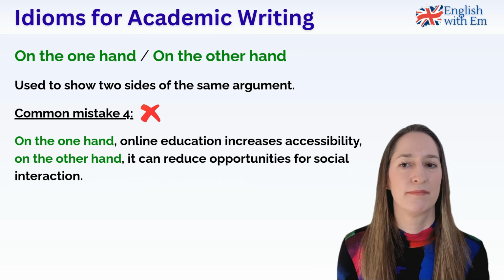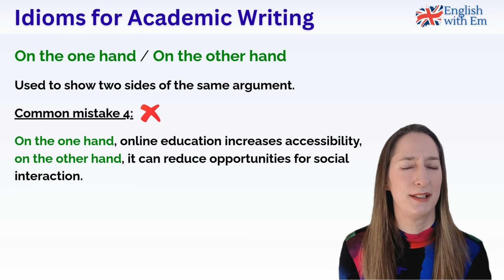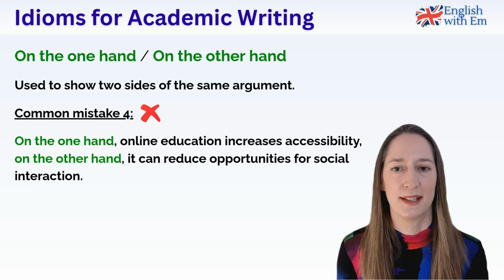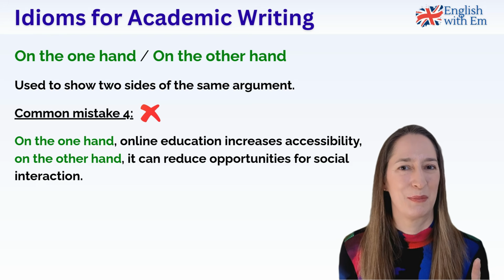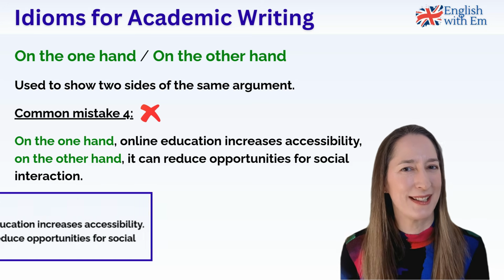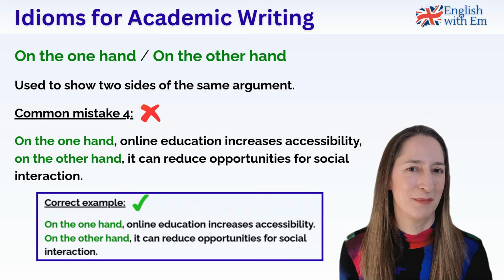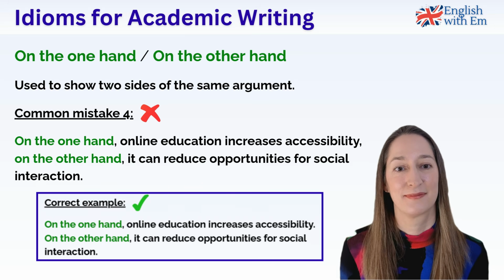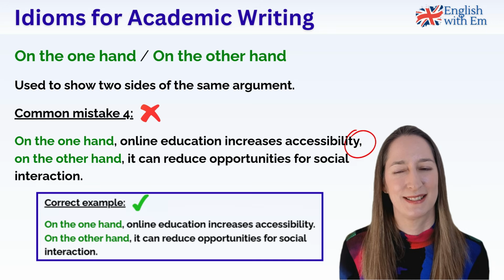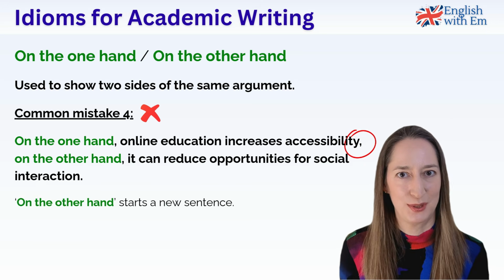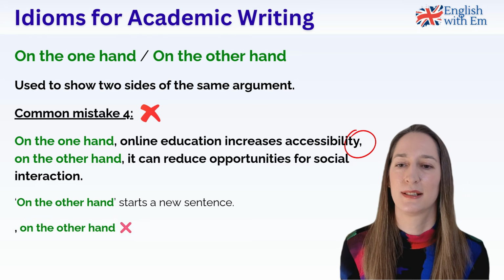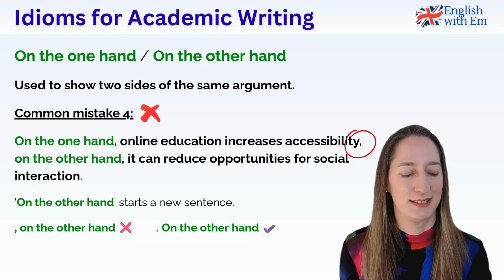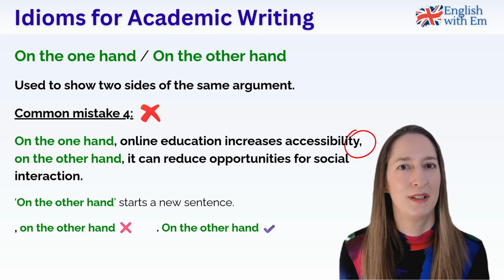And finally, how about this one? On the one hand, online education increases accessibility. On the other hand, it can reduce opportunities for social interaction. But wait, wasn't this our correct example? Something's wrong with it. What is it? It is the comma. On the other hand, starts a new sentence. So it shouldn't appear like this, but like this. And I see this mistake all the time.